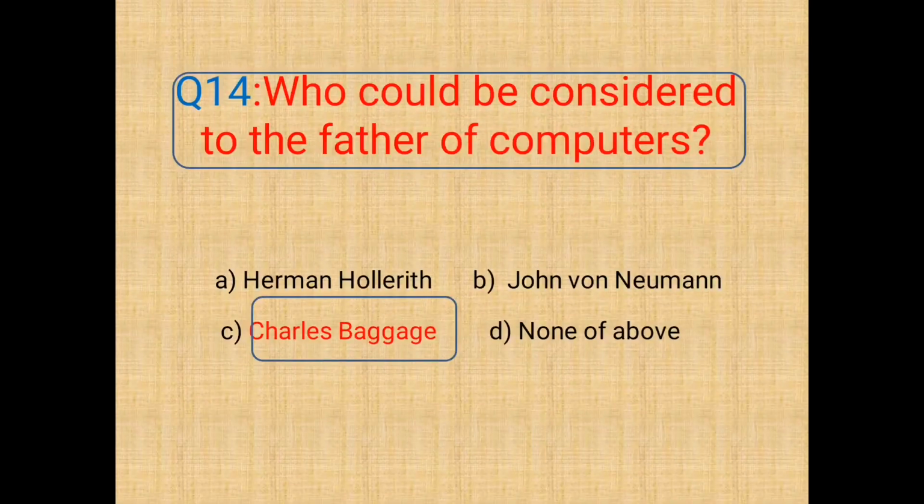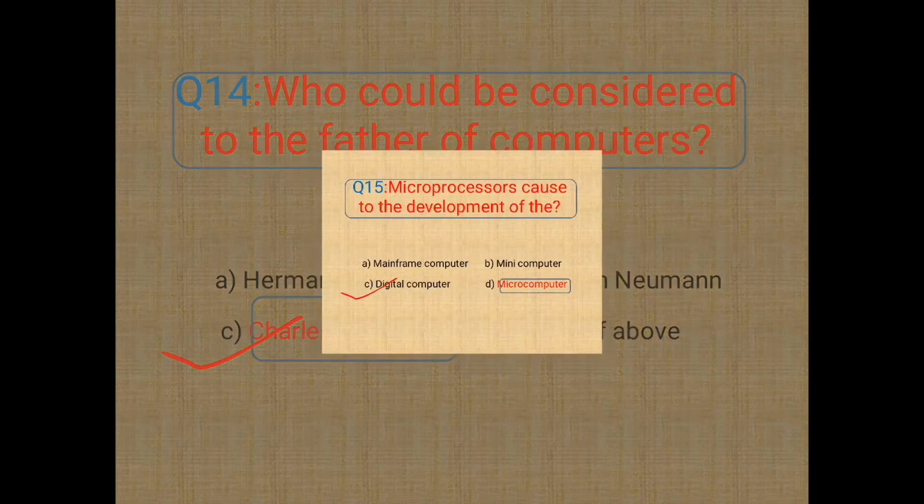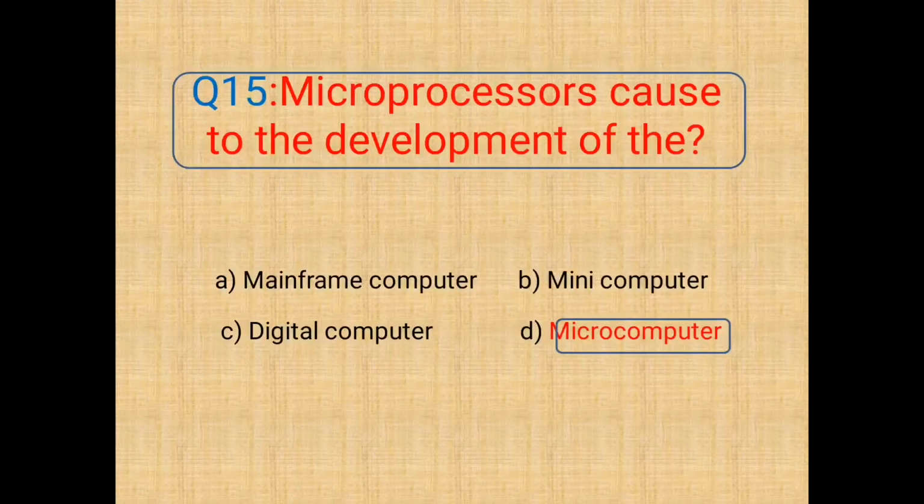Question number 14. Who could be considered the father of computer? Who is called the father of the computer? A Herman Hollerith, B John von Neumann, C Charles Babbage, and D none of the above. So Charles Babbage was considered the father of computer. Option C, this one.